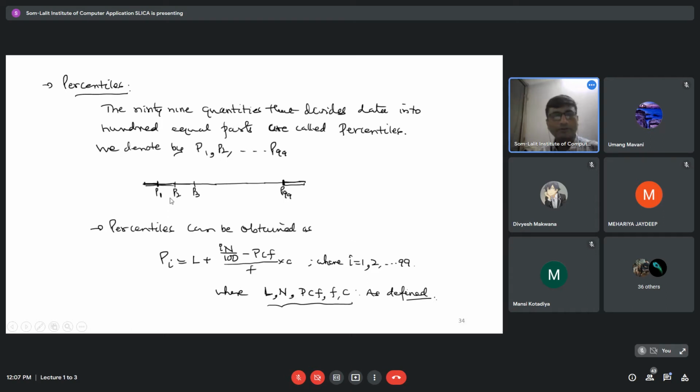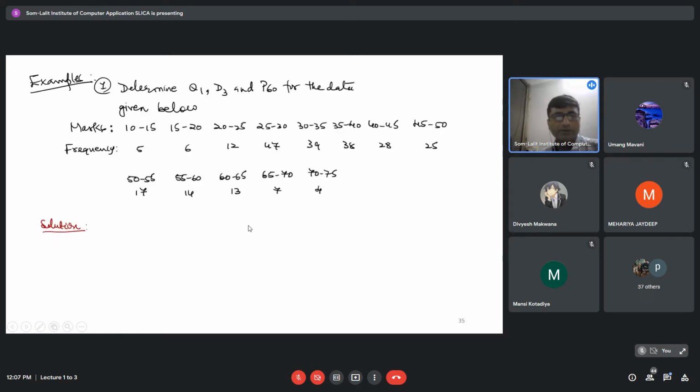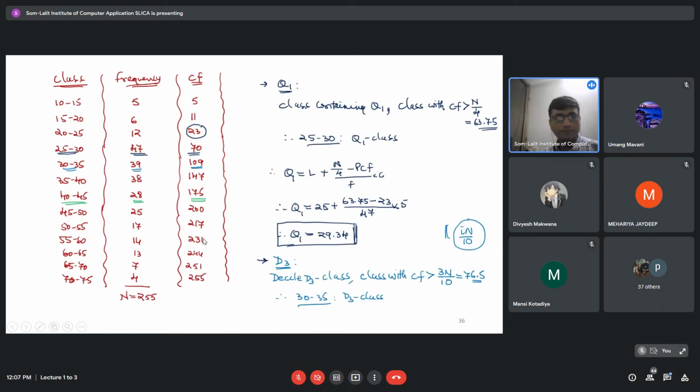equal parts. So P1 to P99, these are the percentiles. And this is the expression for group data to evaluate percentiles. Now, we had one example in the discussion where we computed Q1, D3 and P60, one from each of these three. We just followed the procedure of what we did in case of medians. Everything is the same except you need to find the appropriate class.